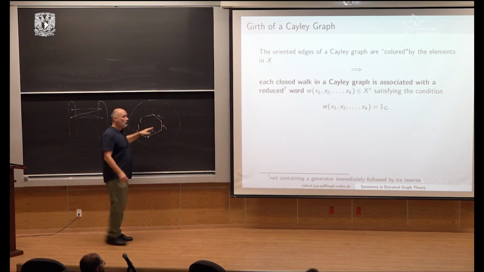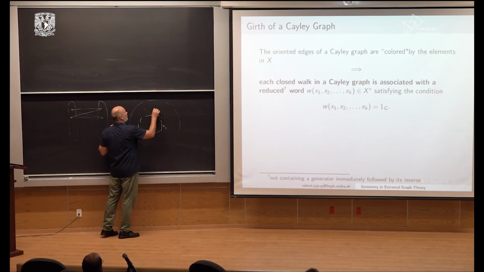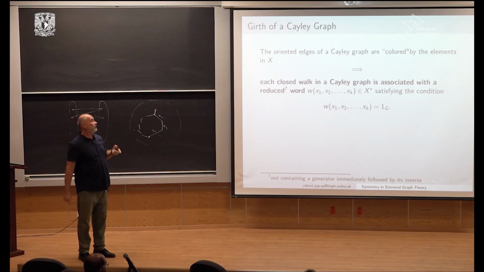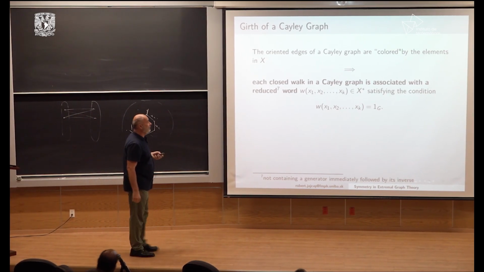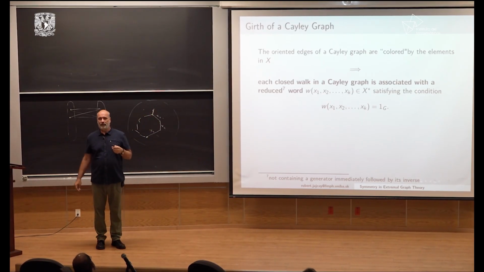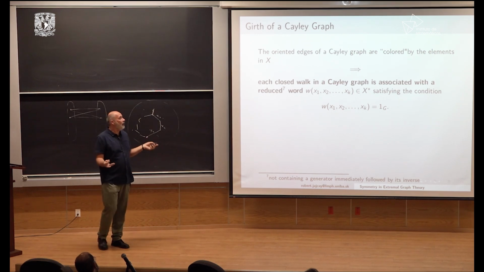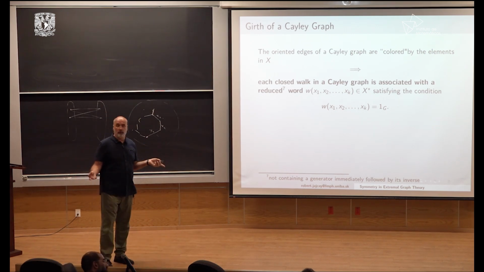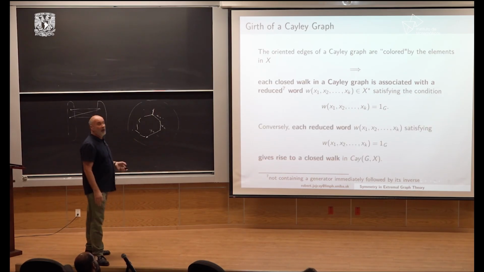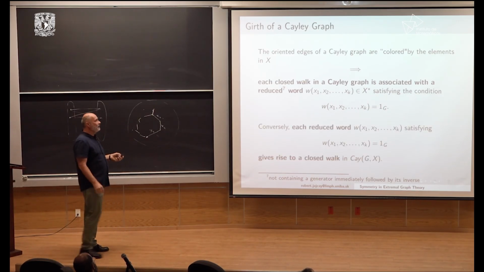Reduced means we don't use what people call hair, where you go somewhere and immediately come back through the same edge. So, how do you determine the girth of a Cayley graph? It's the length of a shortest reduced word in the generators equal to 1. So this is now completely a group theoretic question. Somebody gives you a group and a set of generators, what's the shortest word? Of course, it's still hard, but okay.